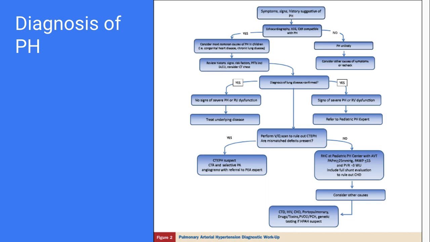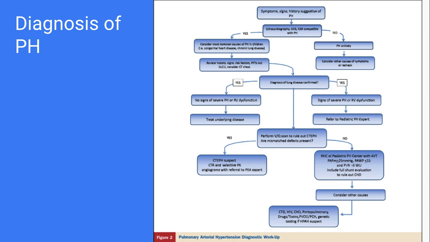Then you're going to review the history and look at the signs and risk factors. You will do pulmonary function testing, including the DLCO, which is the diffusion of carbon monoxide across the lung, and also consider a chest CT. If they don't have ECG, chest x-ray, or echo findings compatible with pulmonary hypertension, then you must consider other causes of their presentation.